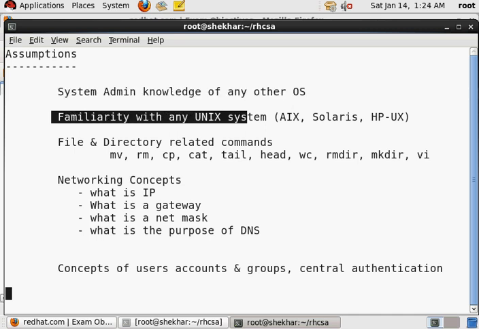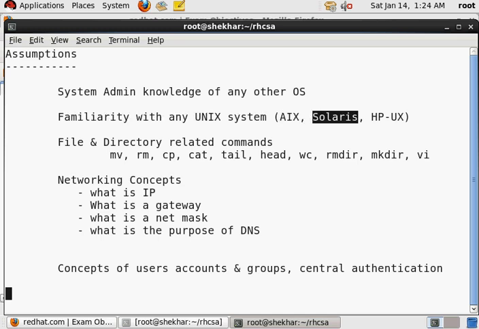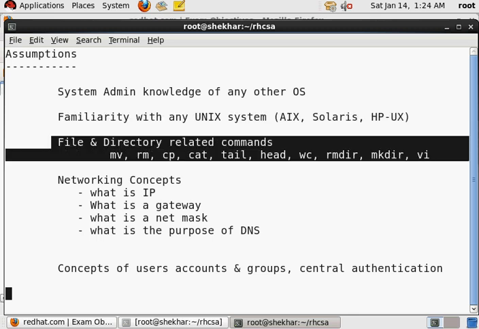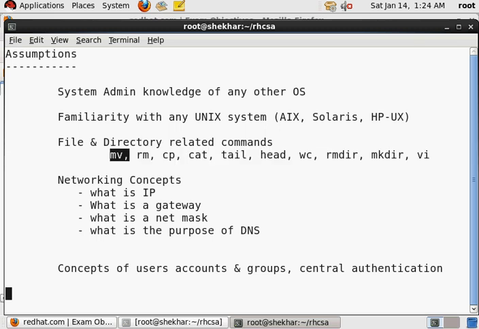Then familiarity with a Unix operating system, any of the Unix flavors, whether it's IBM AIX, Solaris from Oracle, or HP-UX from Hewlett Packard, or any other operating system or distribution, for example CentOS, Fedora. Any of those will do, but you must have some familiarity. And when I say you should be familiar with those operating systems, I mean you should know some basic commands. For example, file or directory related commands, at least you should be very conversant with that: rm, cp, cat, tail, head, and all that stuff.